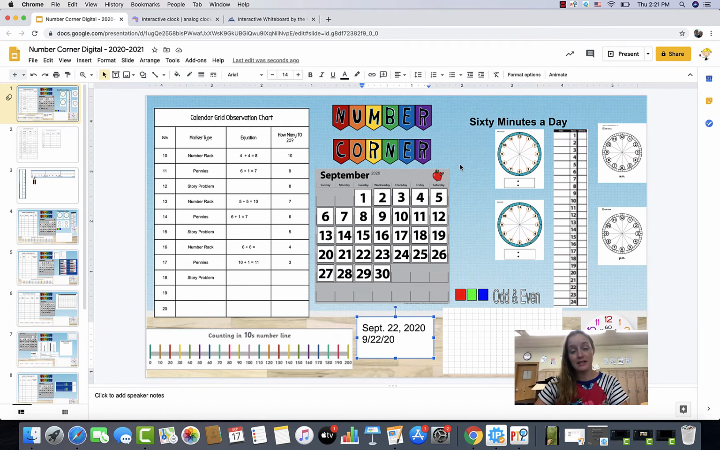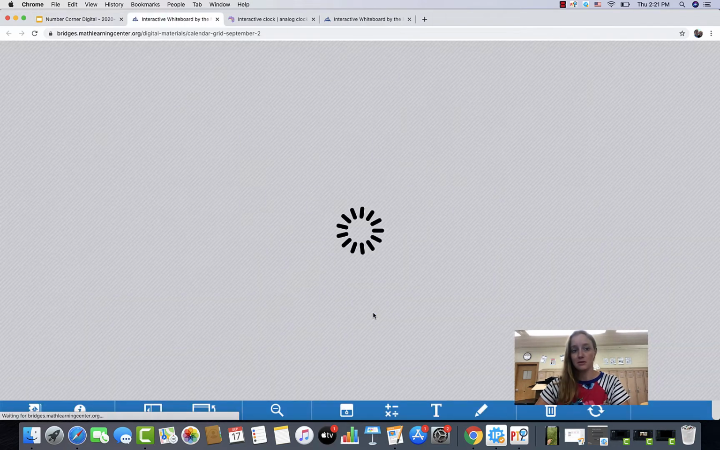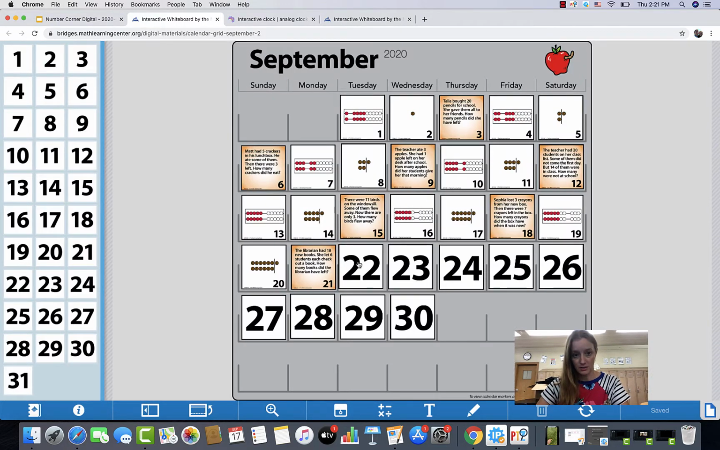Today is Tuesday, September 22nd, 2020. If you wrote this out shorthanded, you would write it 9-22-20. Okay, for today, we are going to work with a couple different things. We're first going to do, like we always do, our calendar collector for the day. So we're going to look at our pattern.